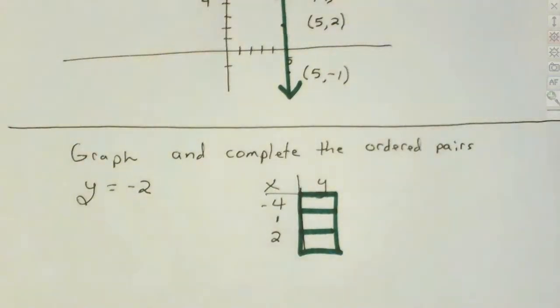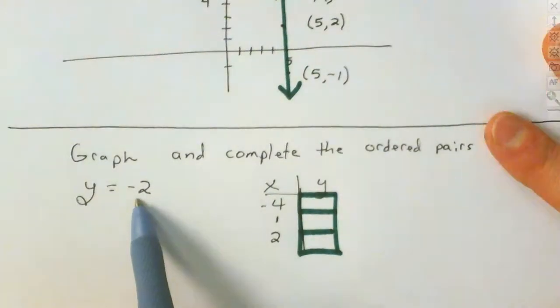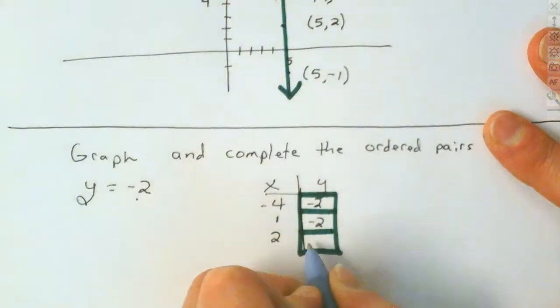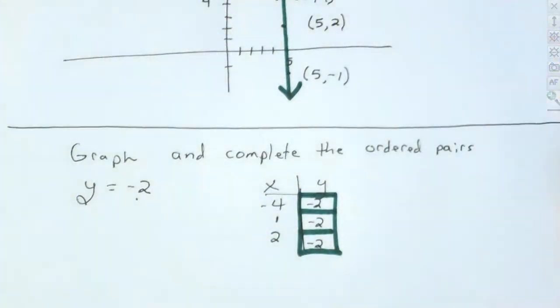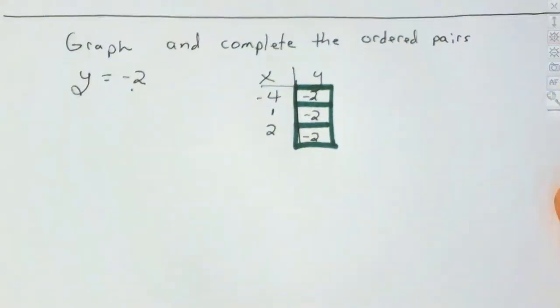So each one of these is going to have a -2 in it. Why? Because x doesn't matter. X could be whatever value it wants to be, but y is stuck at -2 every single time. So all of these are going to be -2's. Now, if it's written as a table, what I usually like to do is rewrite them as ordered pairs.